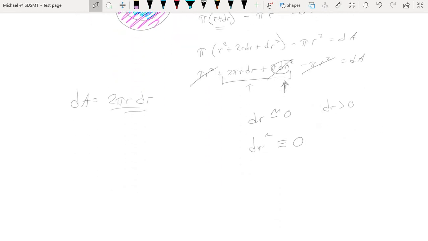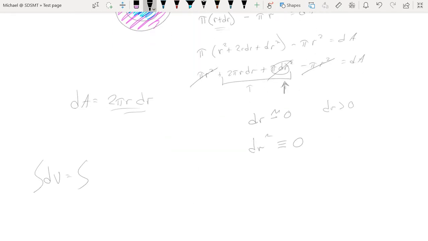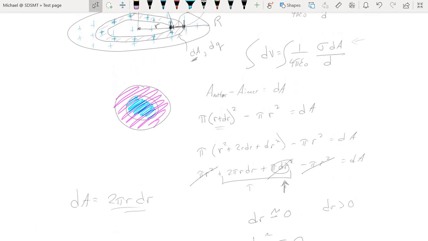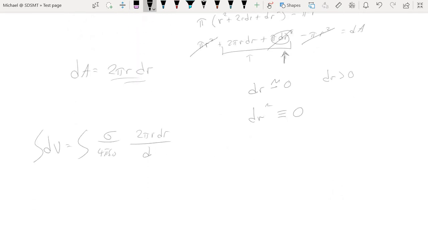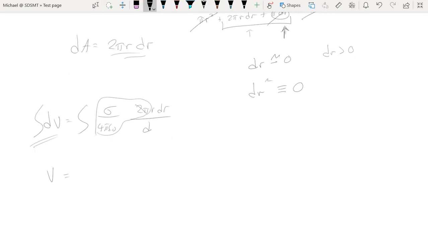So now it would appear that our integration variable has switched to r. We're going to have sigma over 4 pi epsilon naught, times 2 pi r dr over d. Let's make sure I got everything. Looks like I got everything in the right spot. I'll go ahead and integrate the left side just to get that out of the way. And any constants will pull out to the front. The 2 pi and the 4 pi are going to reduce, and we're left with sigma over 2 epsilon naught integral r dr over d.